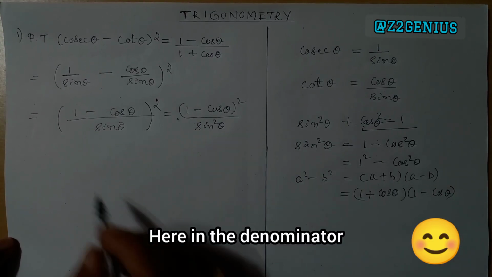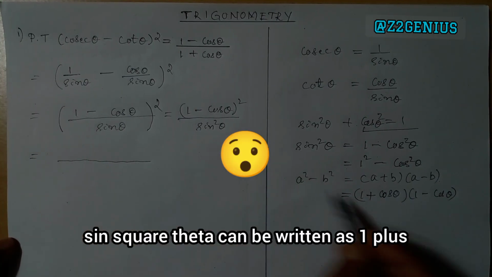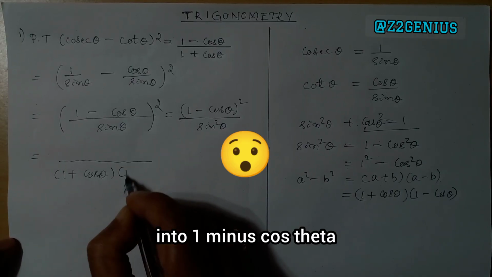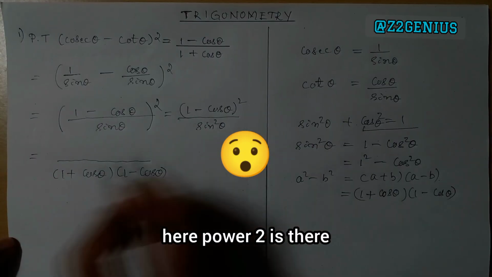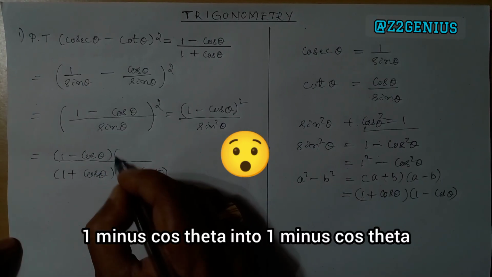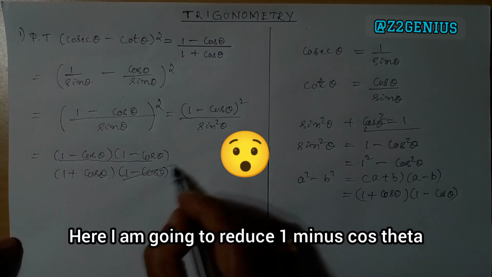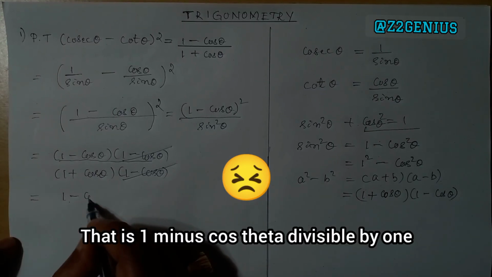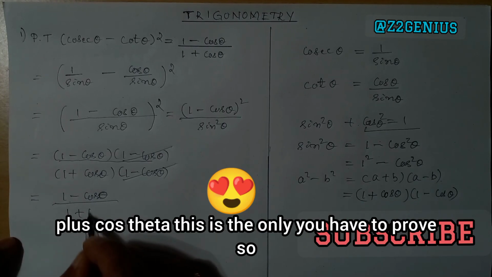Okay, here in the denominator, what to write? Sin square theta can be written as (1 plus cos theta) into (1 minus cos theta). In the numerator, the power 2 is there, so I want to write it 2 times: (1 minus cos theta) into (1 minus cos theta). Here we may cancel 1 minus cos theta with 1 minus cos theta. What is the remaining? That is (1 minus cos theta) divided by (1 plus cos theta).